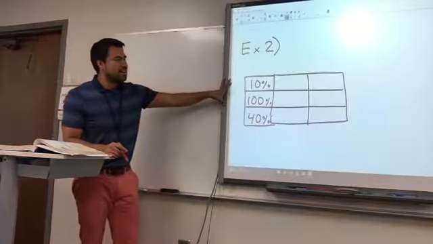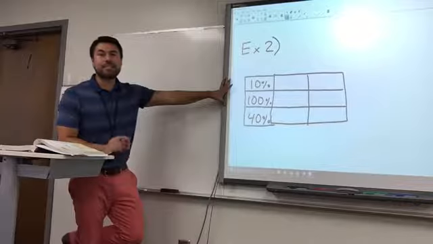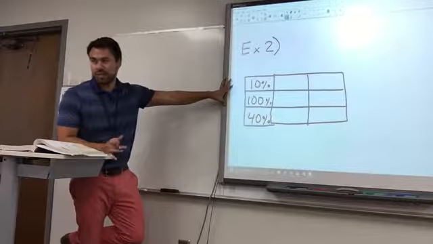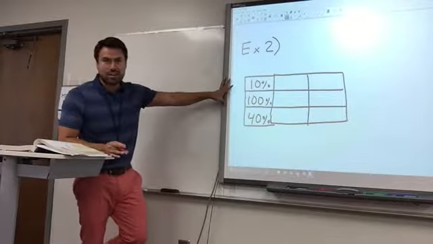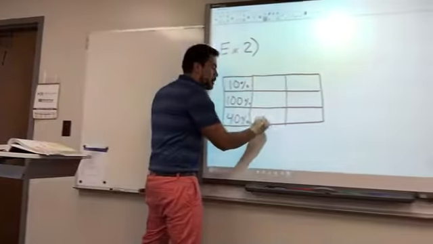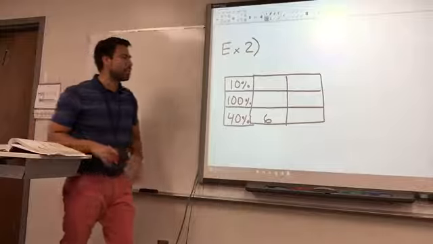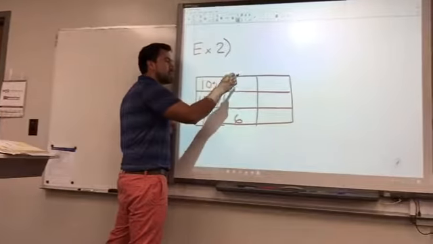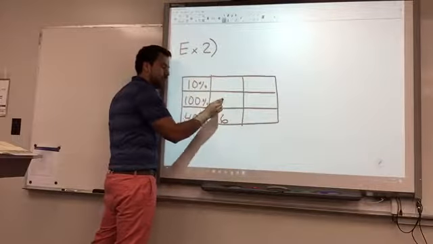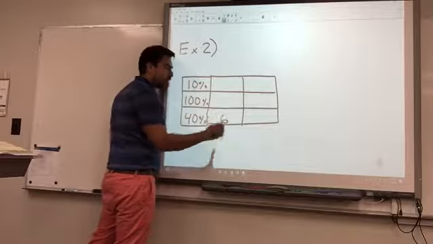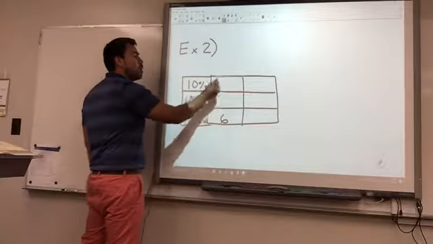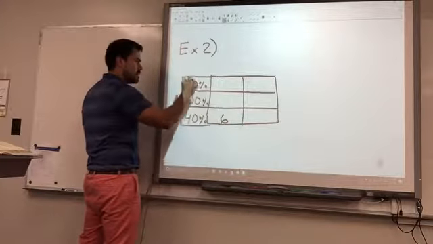Okay. Then it says he has 6 quarts. He wants 6 quarts. Isn't that what he wants? 6 quarts? Okay. That's how much he wants. He wants to end up with 6 quarts. And the problem is asking me how much 10% and how much 100% should he mix together to get that 6? I don't know what these are right now, so we're going to have to describe them.